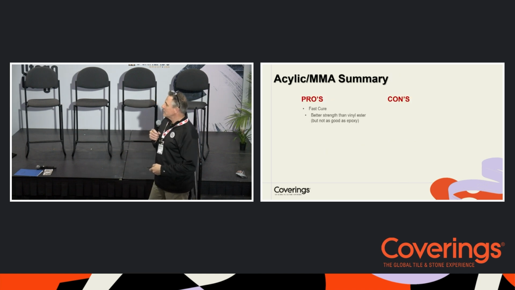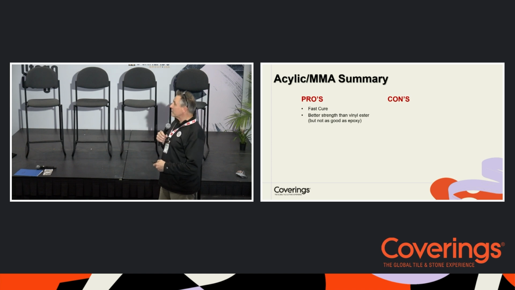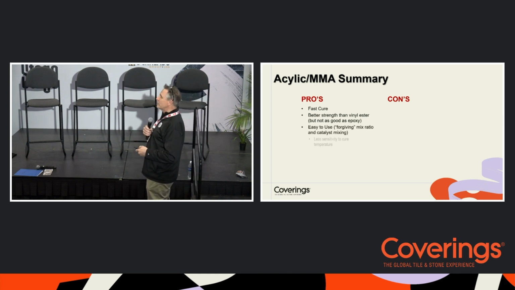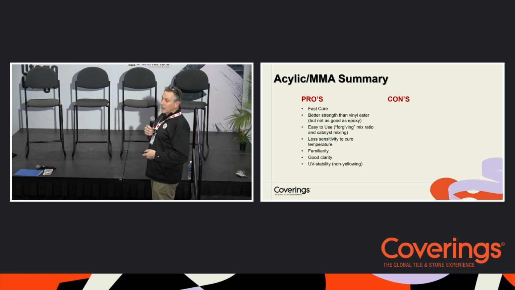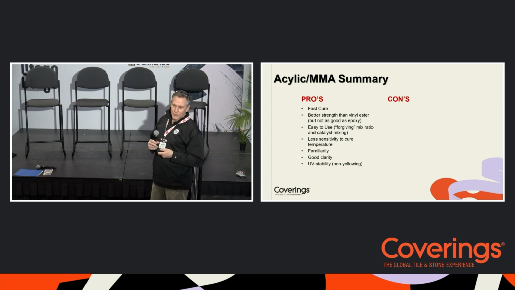The pros: the fast cure, better strength than vinyl esters. Could be, as I said, they're starting to meet a little bit more in the middle on those products. Better strength, easy to use, less sensitive to cure temperatures, familiarity, good clarity. The clarity of these products has really gotten better over the years. So the best way to do it is add the peroxide and see what kind of cure you're getting. If it starts changing colors, then you're working against that clarity that you started with.